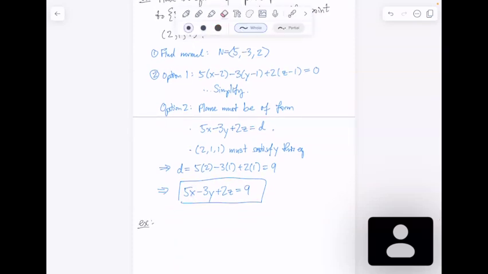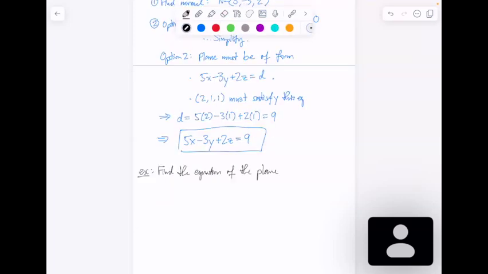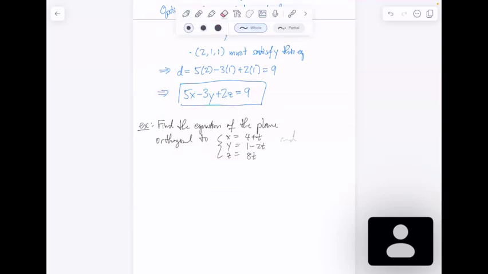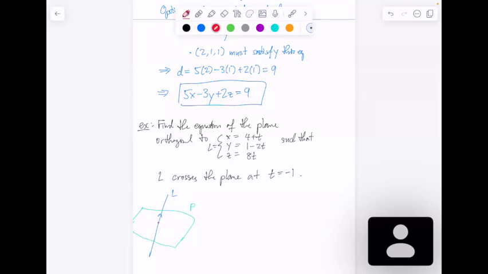So now let's try our hand at a slightly different example. Let's find the equation of the plane orthogonal to the following line. All right, so the line is given to you by x is equal to 4 plus t, y is equal to 1 minus 2t, and z is equal to 8t. Find the equation of the plane orthogonal to this line, this is your line L, such that L crosses the plane at time equals minus 1. So visually speaking, I have some line L here. I need to find a plane. It has to cross at this point here at time equals minus 1.